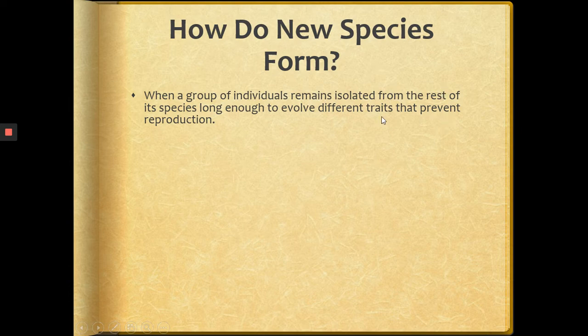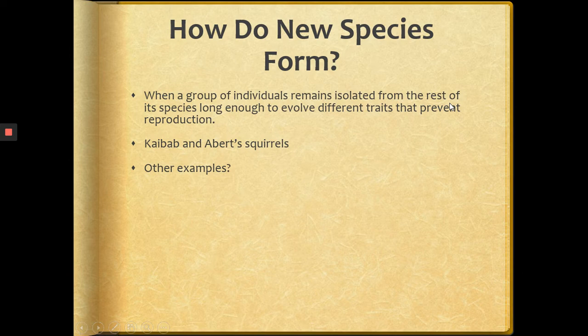We talked about this with the marine iguanas of the Galapagos and the green iguanas of South America. They've been separated for so long that those Galapagos iguanas have evolved separate traits to where now they're so different that those two individual species, if they were to be introduced and mate, they would not be able to produce fertile young.